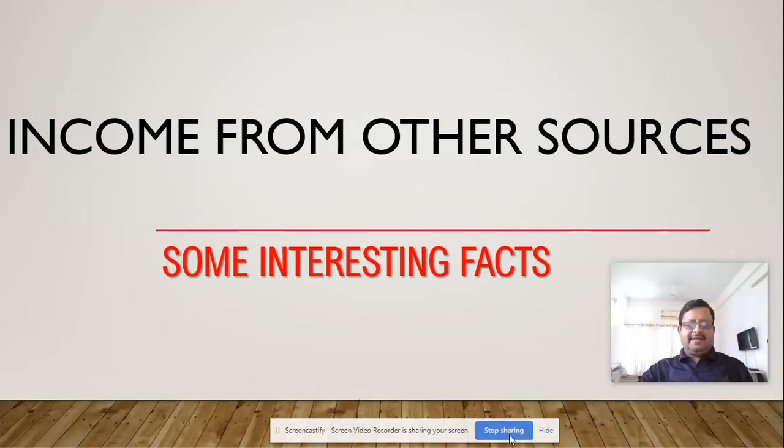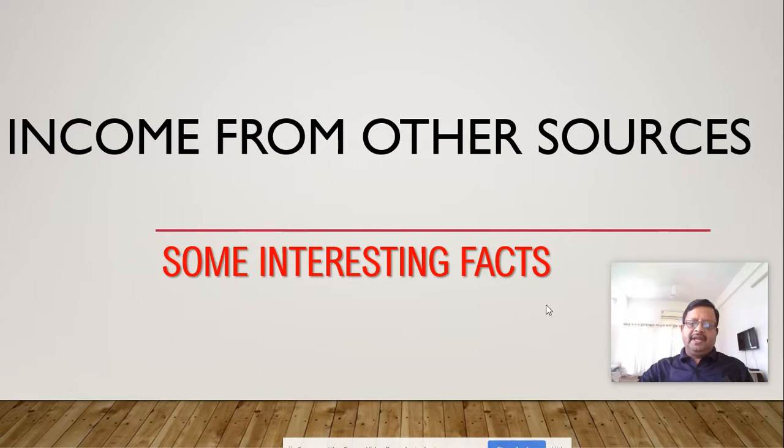Hello learners, let's discuss some interesting facts from the chapter Income from Other Sources. Income from other sources is the last head of income and it encompasses all incomes which cannot be accommodated in any other heads like income from salary, income from house property, business and profession, capital gains. So it gives a wide spectrum of income which are included under this head.